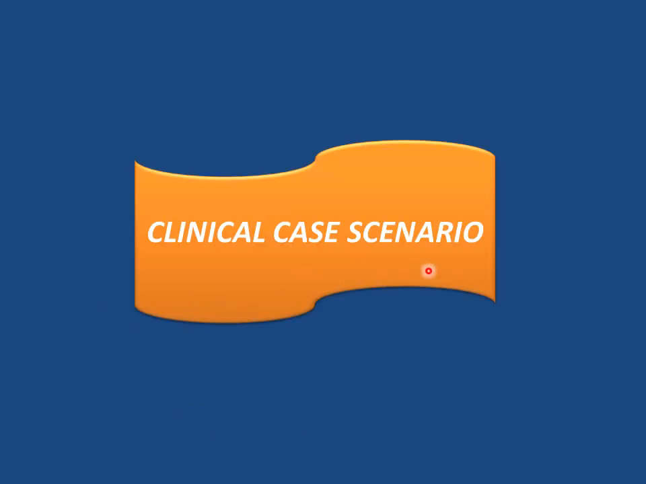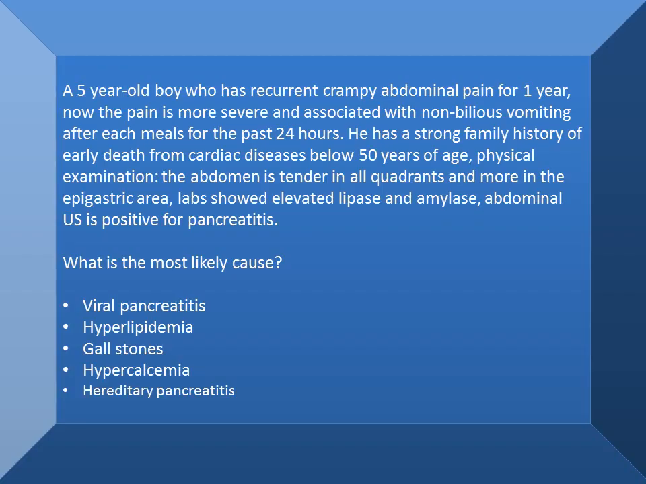Let's discuss a clinical case scenario. This is a 5-year-old boy who has recurrent crampy abdominal pain for 1 year. Now the pain is more severe, associated with non-bilious vomiting after each meal for the past 24 hours. He has a strong family history of early death from cardiac disease below 50 years of age. Physical examination: the abdomen is tender in all quadrants and more in the epigastric area. The labs showed elevated lipase and amylase. The abdominal ultrasound is positive for pancreatitis.